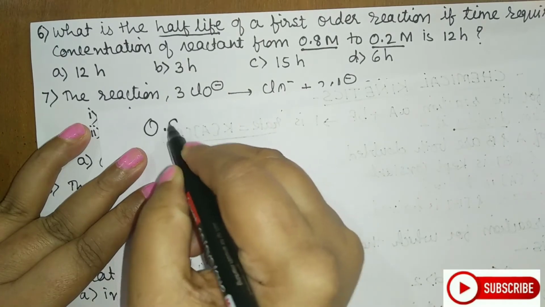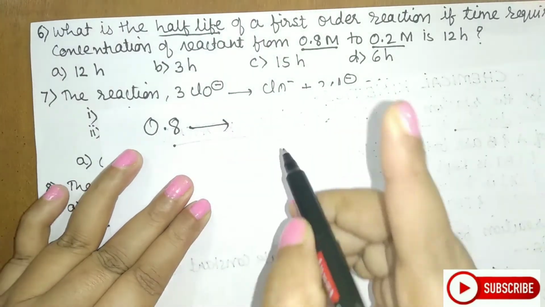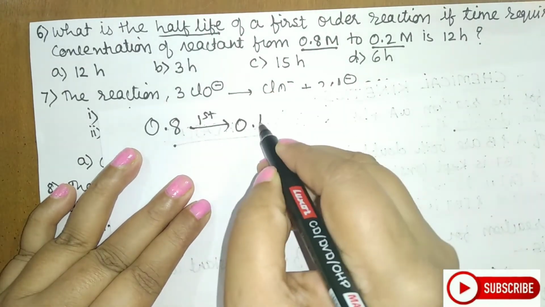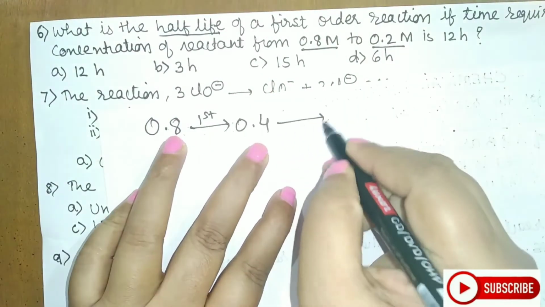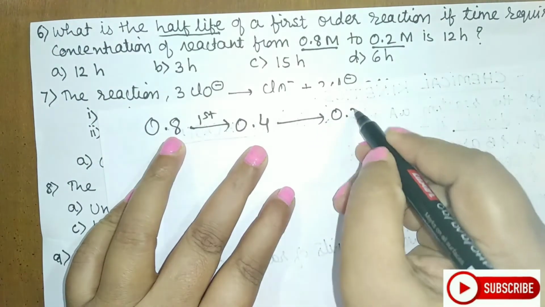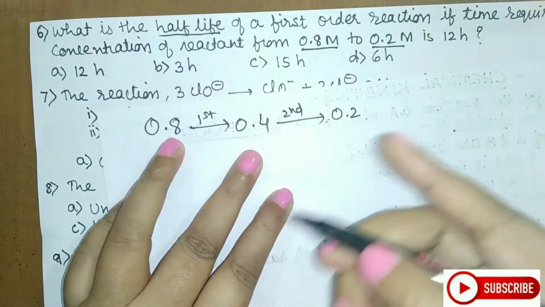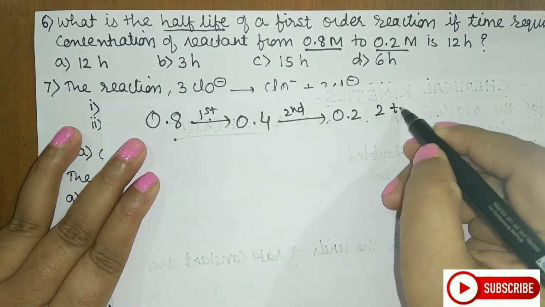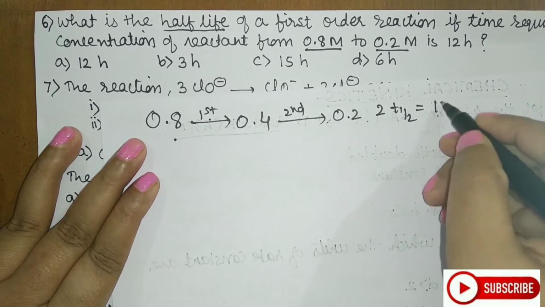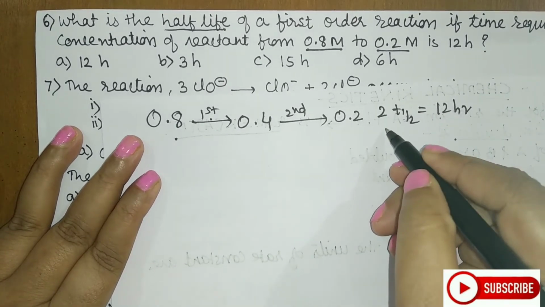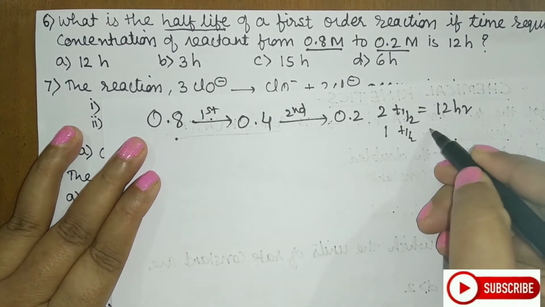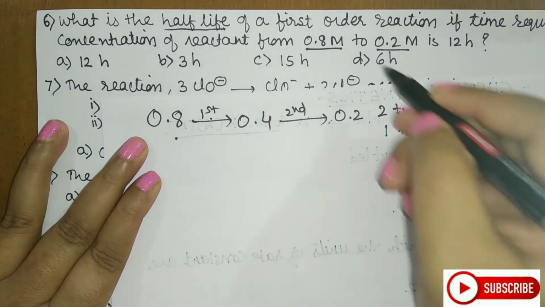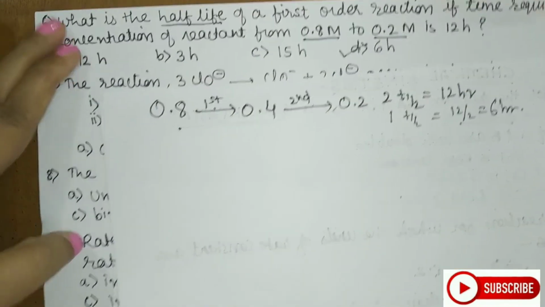So when they have started with 0.8, after the first half-life, this 0.8 will become exactly half. So it will become 0.4. After the second half-life, 0.4 will become 0.2. So how many half-lives has the system undergone? 1 and 2. So for 2 half-lives, the time taken is 12 hours. So what will be the time taken by 1 half-life? It will be 12 by 2. So that will be 6 hours. So here the answer is the fourth option.